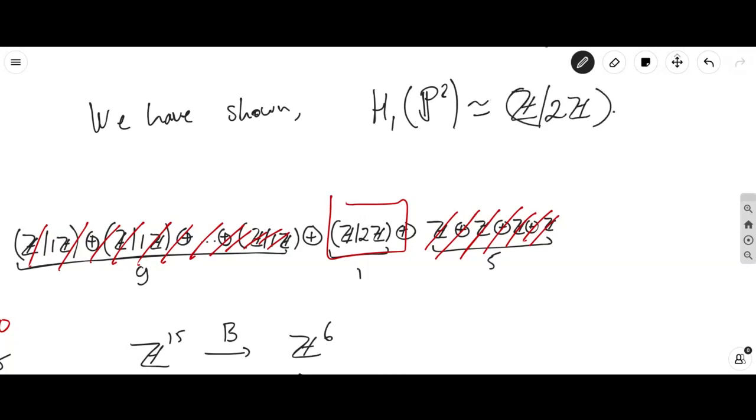Interestingly, that is also isomorphic to the fundamental group. So you might wonder, is the fundamental group and the homology group the same thing? Now we know they cannot be the same thing because the fundamental group does not have to be abelian, whereas the homology group has to be abelian.